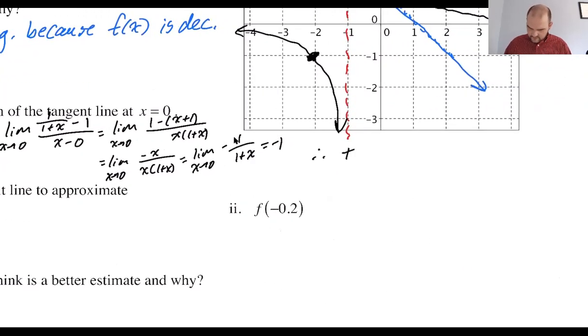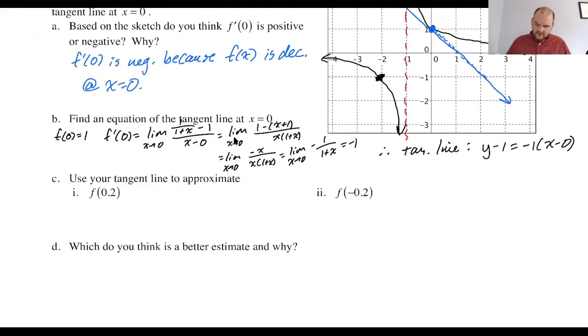So therefore, the tangent line is going to be y minus the y value, 1, equals the slope, and then x minus 0. So you might not like writing that x minus 0, but you should do it. Point slope form is something you look at all the time, you get used to it. Just do it. Do it like a machine. Don't think about it.